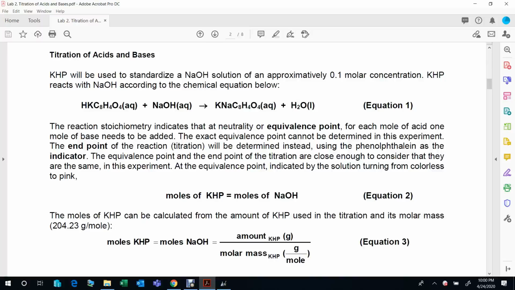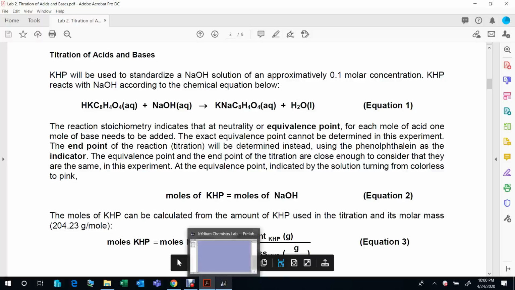Okay, KHP reacts with sodium hydroxide in 1:1 ratio. This is an acid because it has 1 proton here. This proton can be given away, and it reacts with sodium hydroxide in 1:1 ratio to afford the salt and water. You see, and then when the reaction reaches the equivalence point, the moles of sodium hydroxide and the moles of KHP are the same. Okay, that's the principle for this titration.